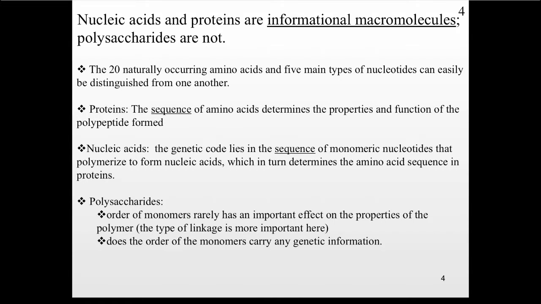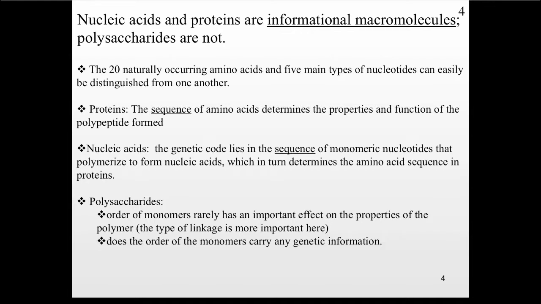One thing to note is that nucleic acids and proteins are informational molecules, whereas polysaccharides are not. For proteins, there are 20 naturally occurring amino acids that can be incorporated into the sequence of proteins. And for nucleic acids, there are 5 different types of nucleotides that can be easily distinguished from one another. For proteins, the sequence of amino acids determines the properties and functions of the polypeptide formed. For example, you can have a fibrous or a globular structure, or you can have proteins that have different roles, such as structural, catalytic, or messenger roles.